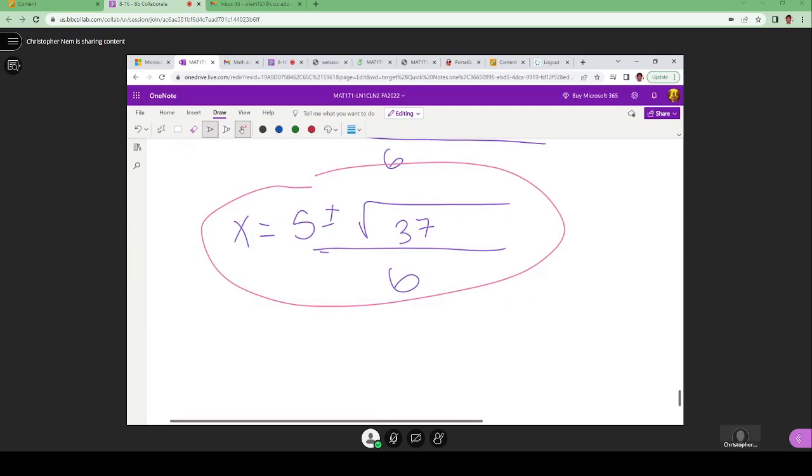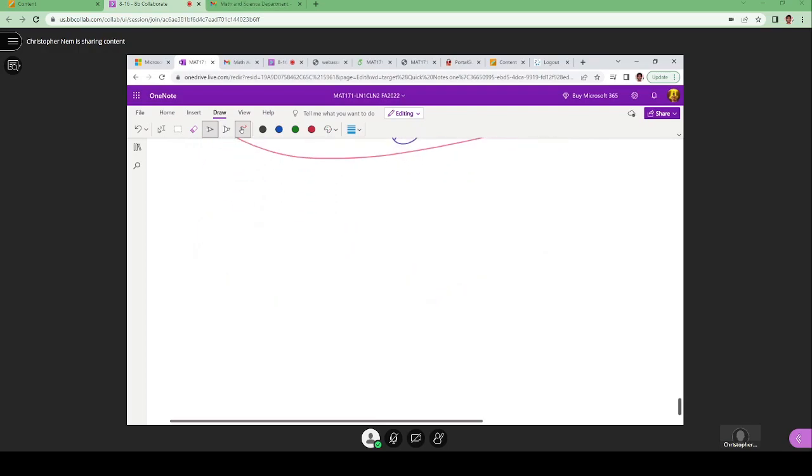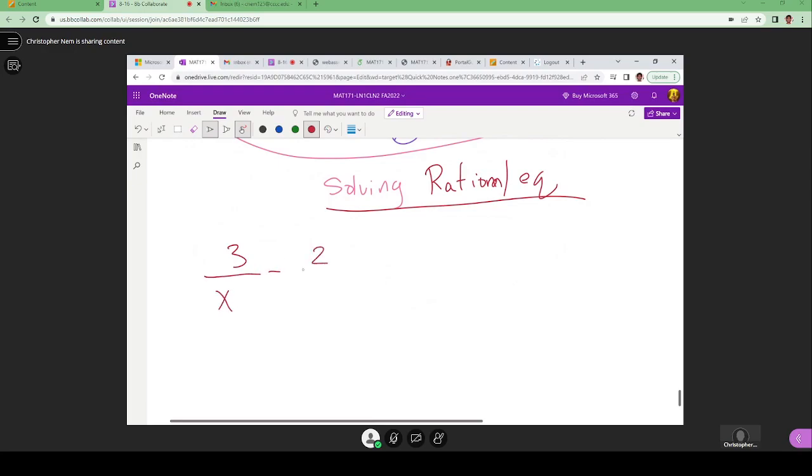So the last thing that I want to talk about for 1.5 is solving rational equations. Solving rational equations. So let's take the equation 3 over x minus 2 over x minus 3 equals negative 12 over x squared minus 9.